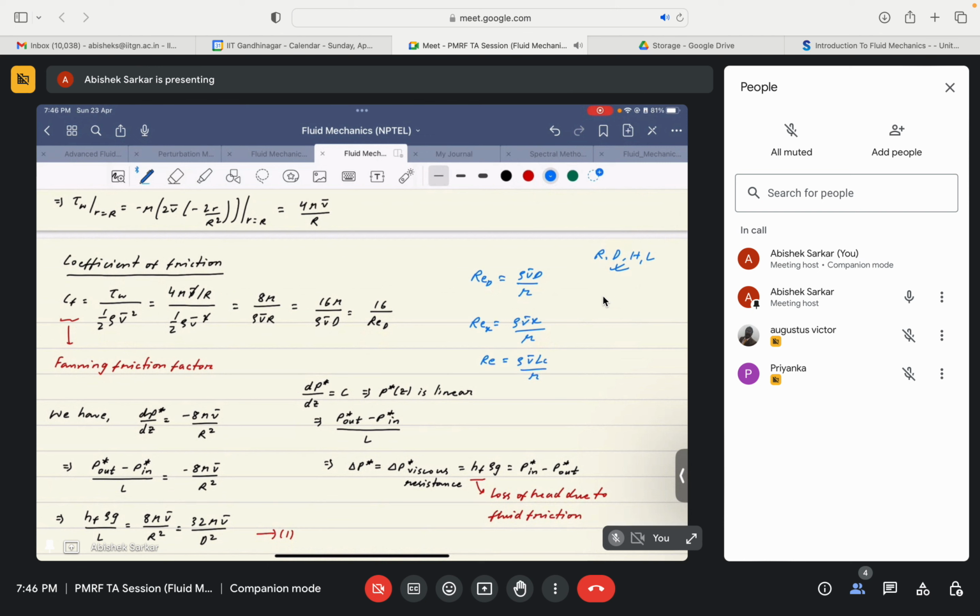Okay, but again, flow between two parallel plates is a hypothetical case, right? It's a hypothetical assumption where we assume that the length scale along the perpendicular direction, if we see the plates arranged in this manner, say these were the two plates, is infinite. We assume the plate to be infinitely large along the z direction, right?